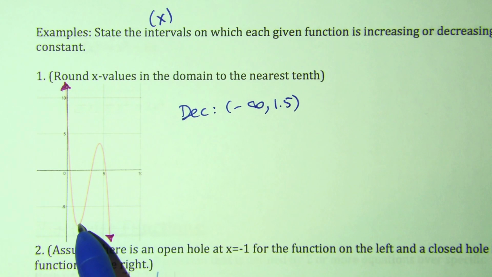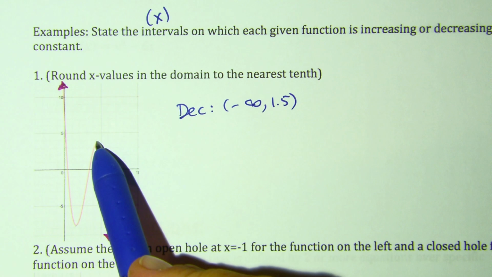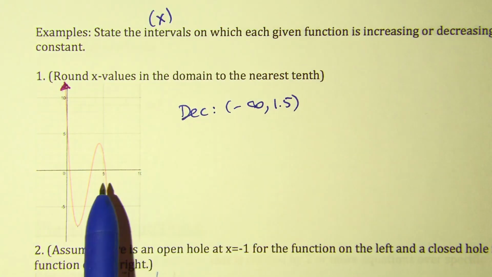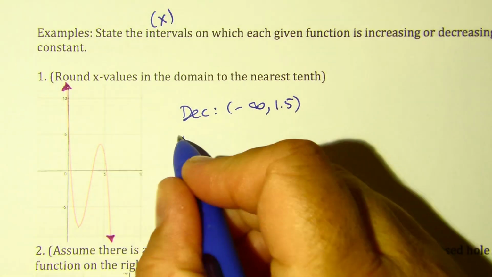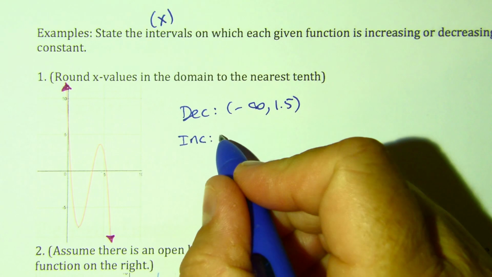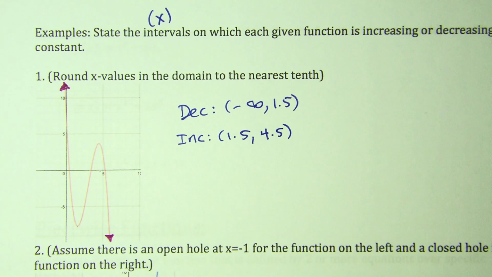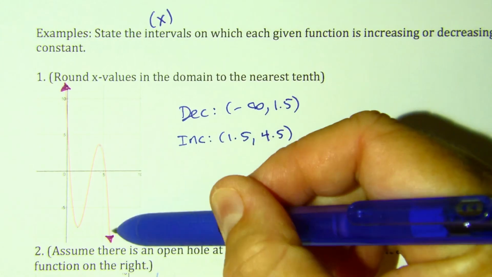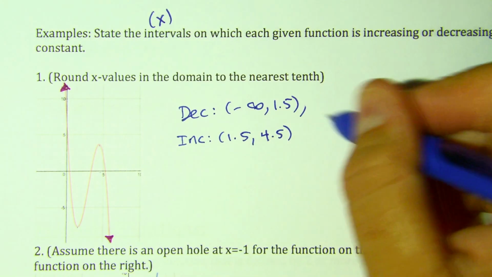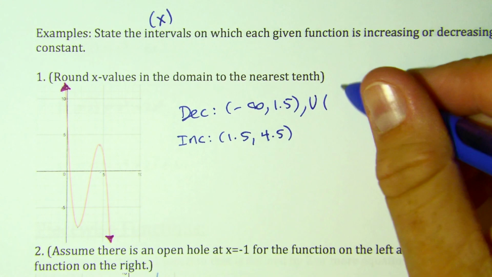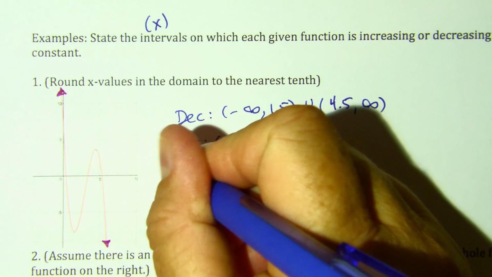And then from 1.5, it starts to increase. And now it's increasing, increasing, increasing, and then it stops. And again, on your paper, hopefully you can see greater detail here. This looks to be about 4.5. So it's increasing from 1.5 all the way to 4.5. And then it starts decreasing again forever and ever, goes down forever and ever. So it's decreasing again. You can either use a comma or you could use the union symbol from 4.5 to infinity. And there is no area where it's constant.